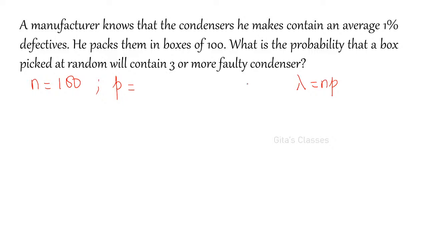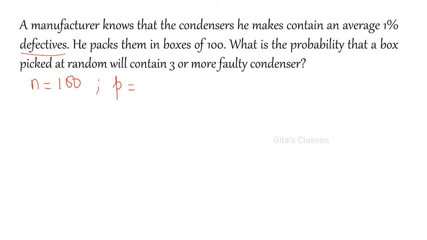What is the value of P? Always, you need not take the literal meaning of success. Here, whatever is given can be taken as P. On average 1% they have given. So defective can be taken as small p, because the question also contains 3 or more faulty condensers. So it will be easy even if you take defective as small p. So what is small p?